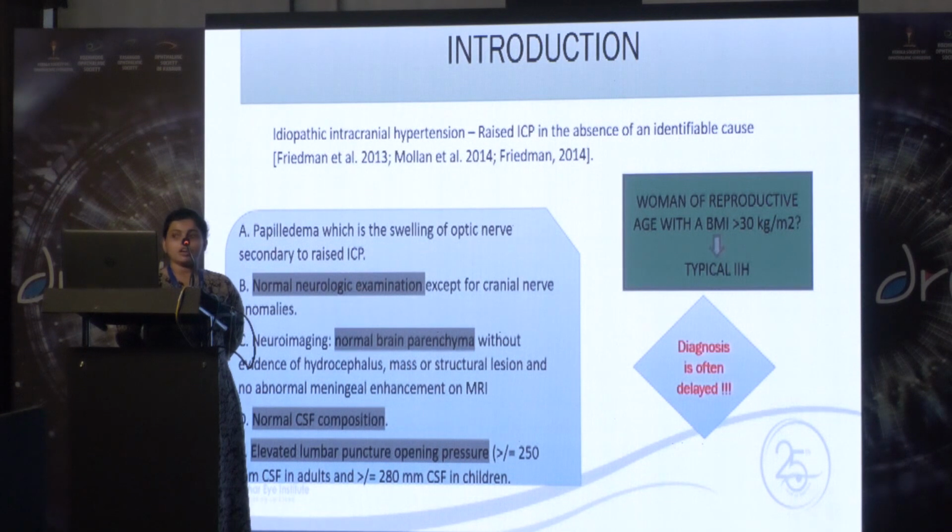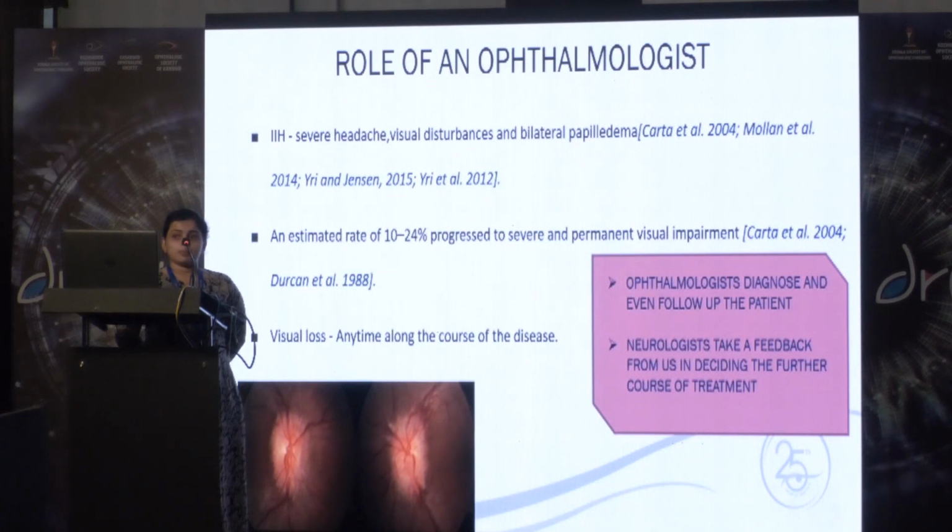It is more common in women of reproductive age with a BMI of more than 30 kg per meter square, which is known as typical IIH, and the diagnosis is often delayed as the general knowledge regarding this condition is limited and doctors from multiple specialties are consulted. So what is the role of an ophthalmologist?